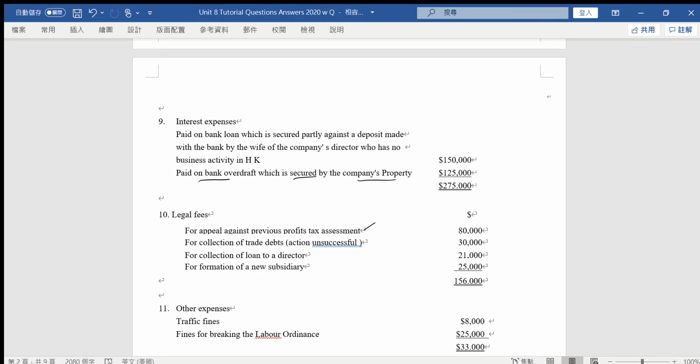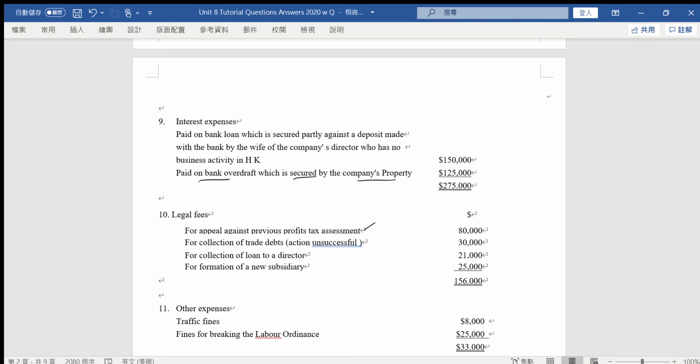Also, okay, for the formation of a new subsidiary. Now, for the formation of the new subsidiary, basically that is capital in nature, and that's why this figure 25,000 is not allowed to deduct. You should add back. And for renewal, that will be a normal expense that will be allowed to deduct. That is the great difference between those treatments.